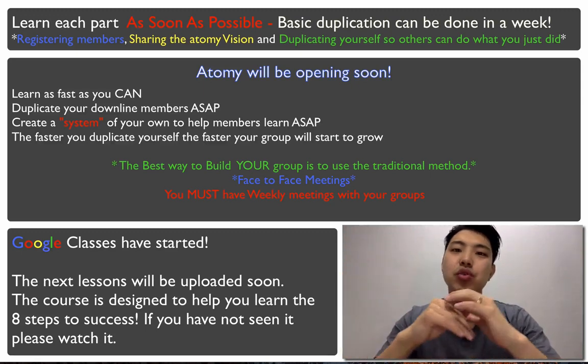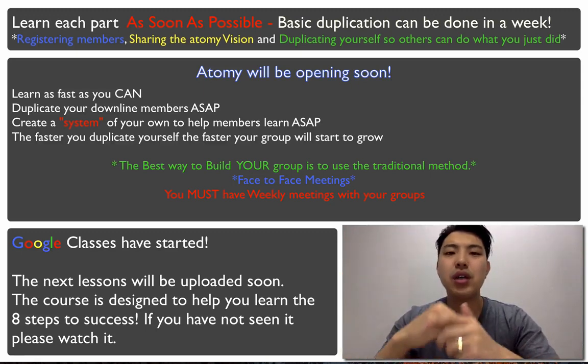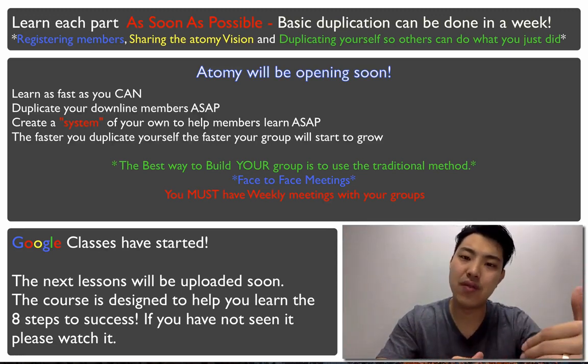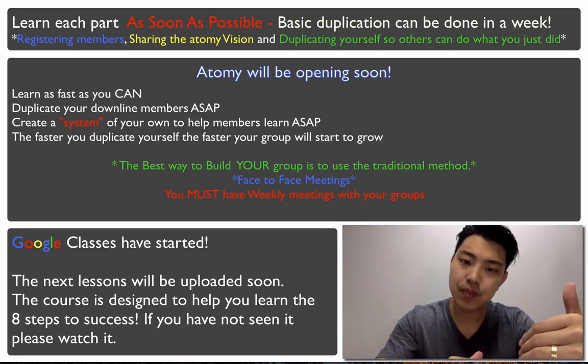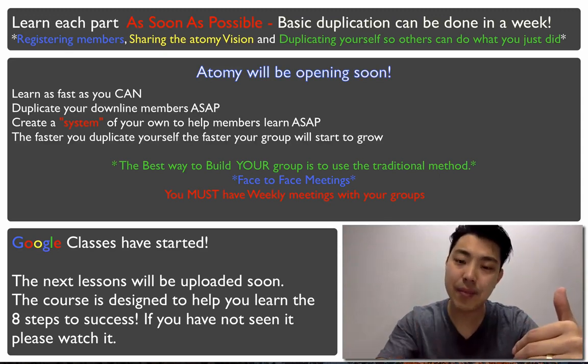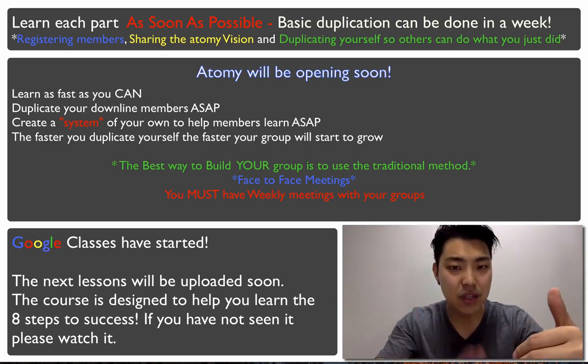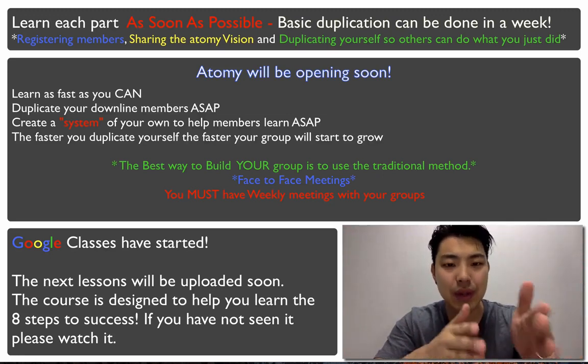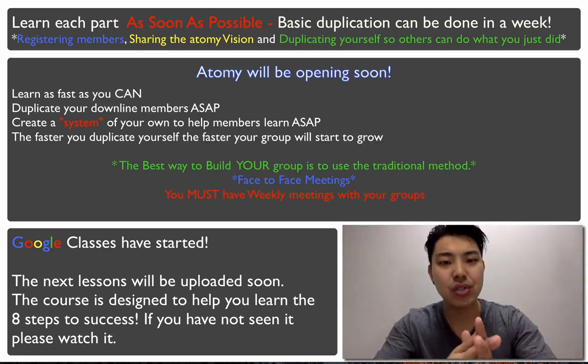So with these groups, I encourage you to go back to the individuals who you registered in the very beginning stages. You need to revisit them, talk to them about the vision of Atomy, and get them to learn how to build their A and B line and to register even just family members first.